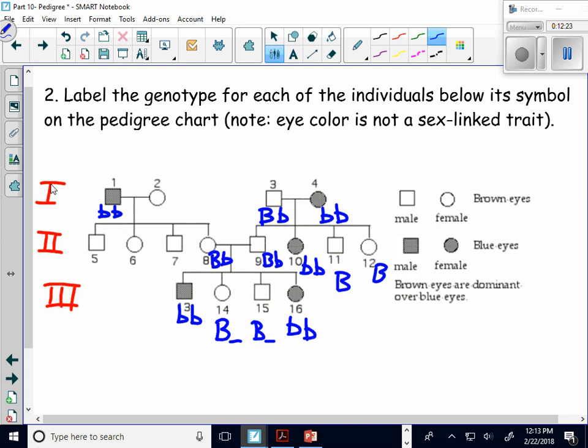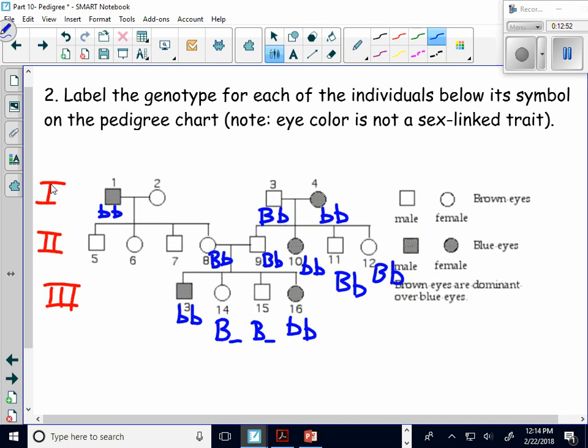Okay. 10, mother. Who's their mother, Miguel? Number 4. Can mom give them anything but a little b? No. So mom's got to give them a little b. Where did they get the big B from? Had to be from dad, right? So we've got the bulk of this figured out.